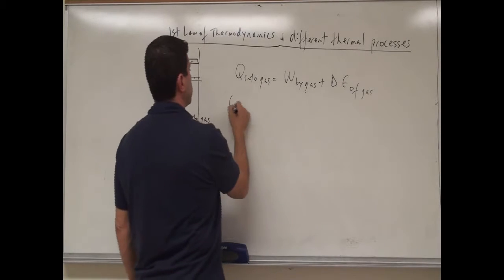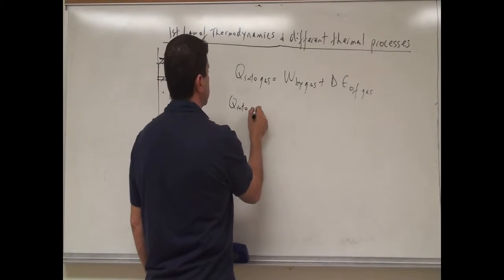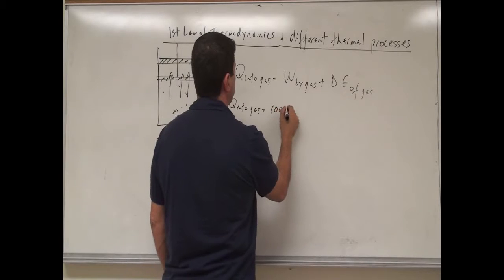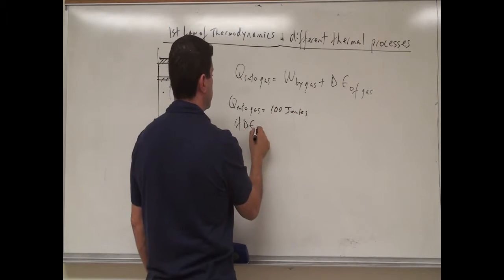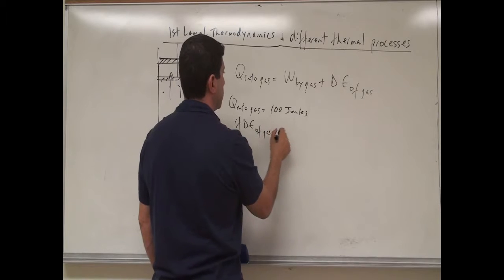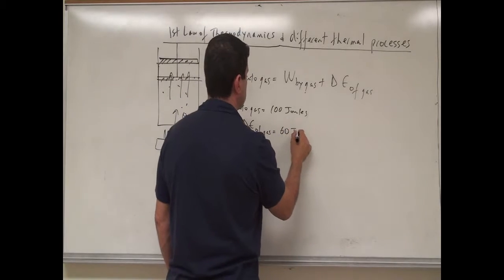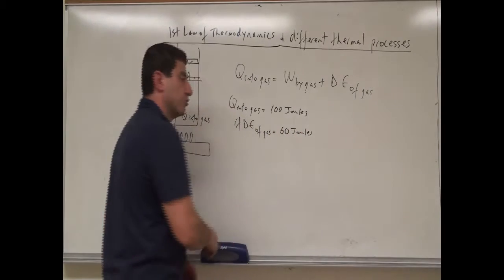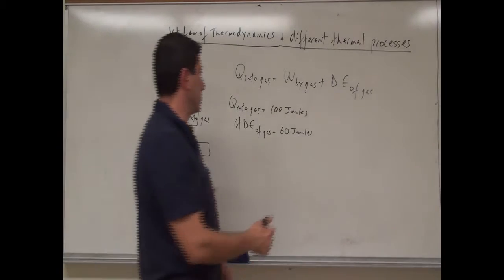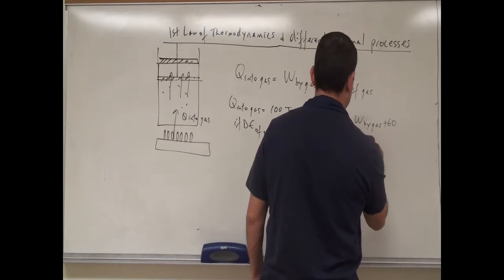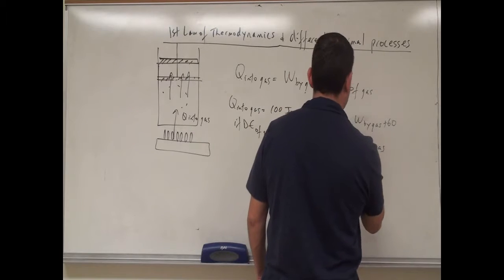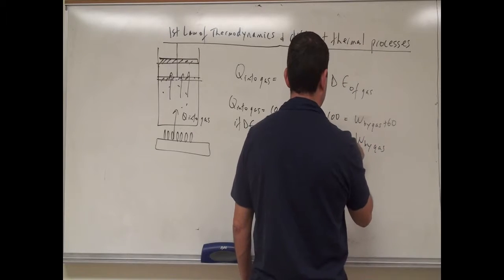To give this some numbers, let's say Q into gas is equal to 100 joules. If the change in internal energy of the gas is 60 joules, that means how much work does the gas do? That's a simple example. So then work by gas is equal to 40 joules.